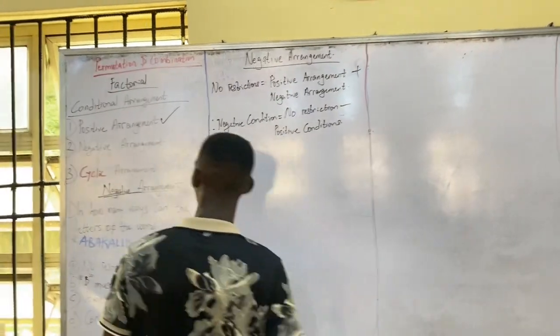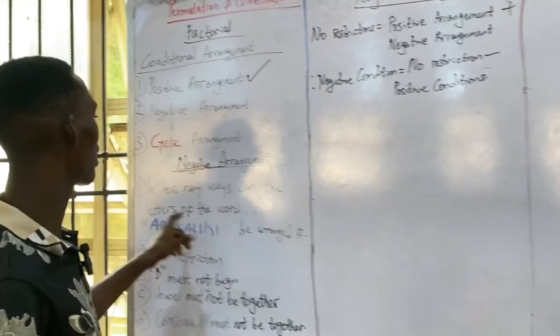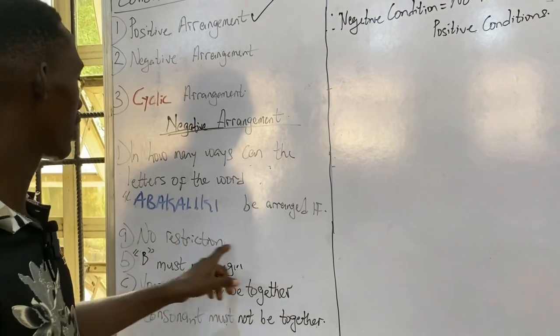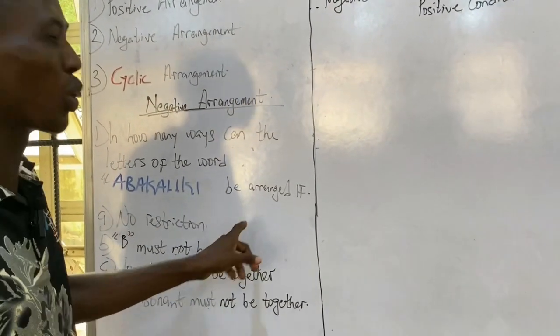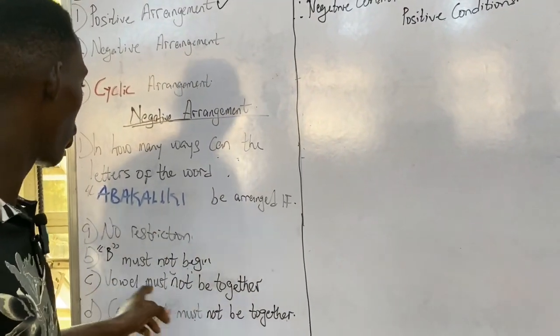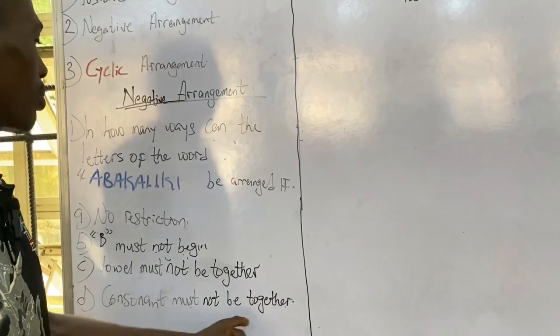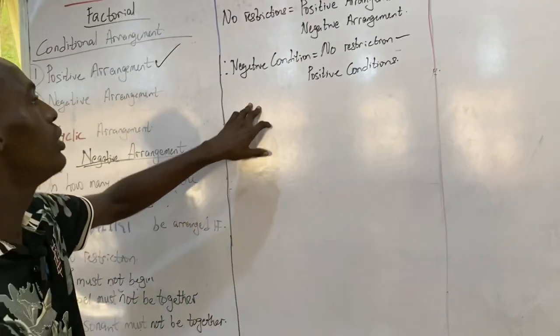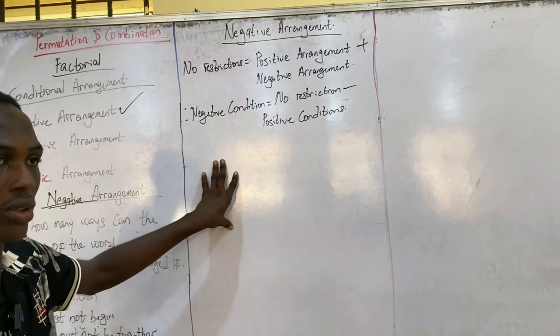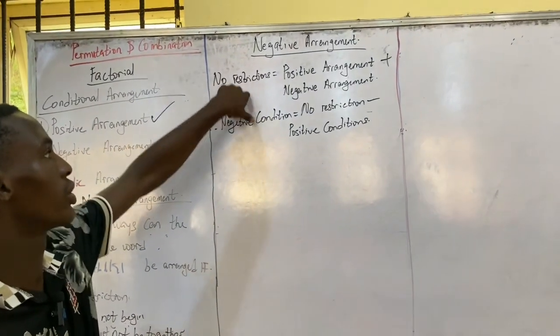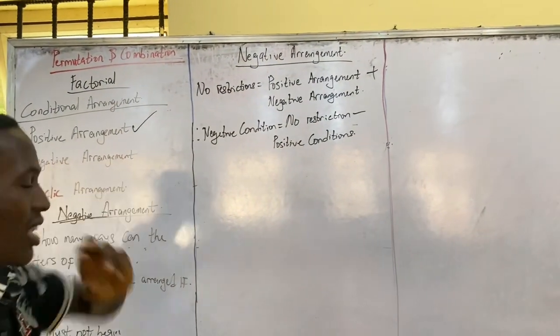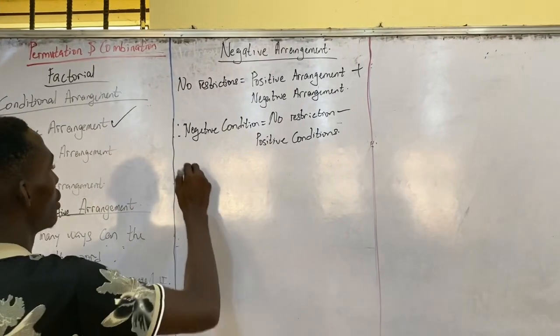So this is our question for today. In how many ways can the letters of the word Abakaliki be arranged if there are no restrictions, if B must not begin, vowels must not be together, and consonants must not be together? It means that you need to get your positive arrangement first. You need to get your no restrictions and positive arrangement first. Now, let's start with no restrictions.